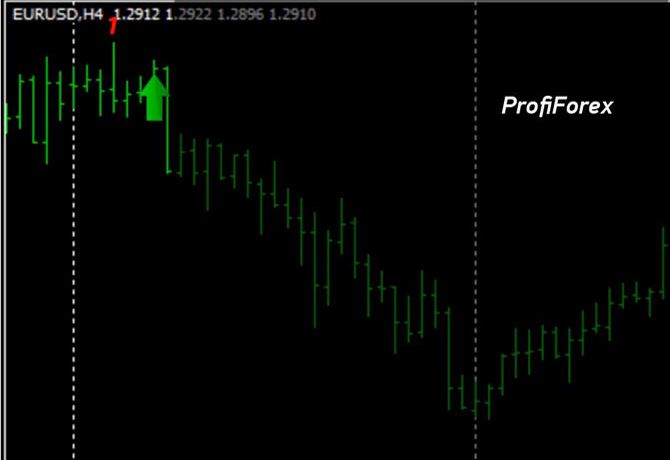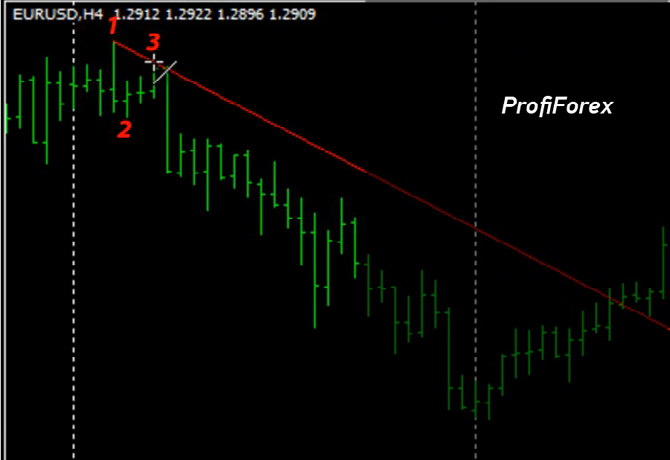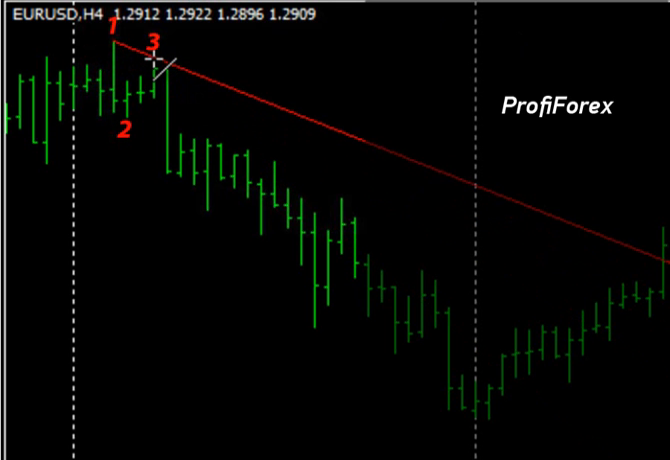This is the beginning of the work. We place the numbers 2 and 3. Subsequently, we draw one line and wait for a rollback. If it doesn't happen, we search again for the new maximum or minimum.